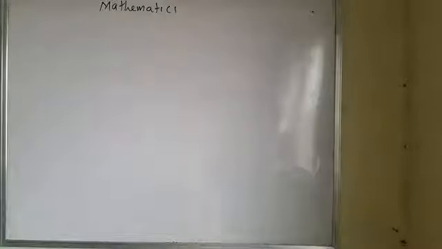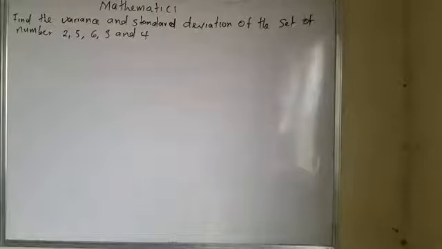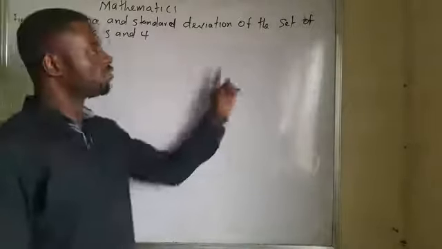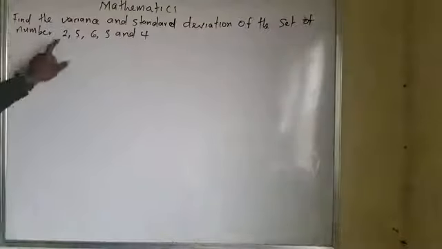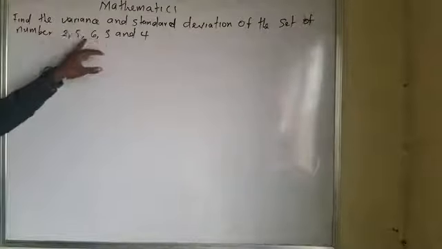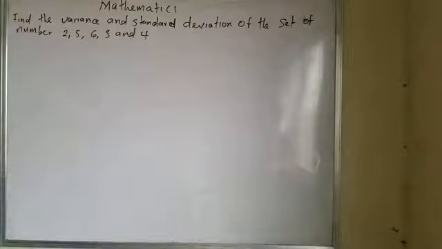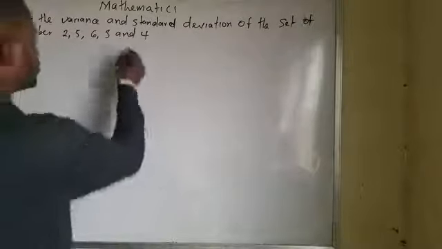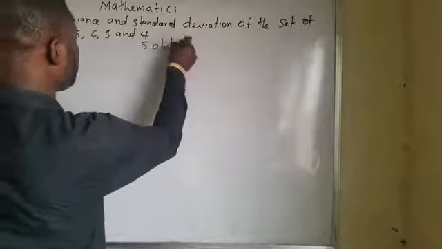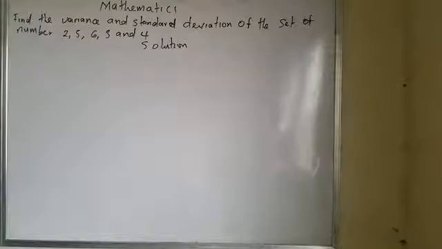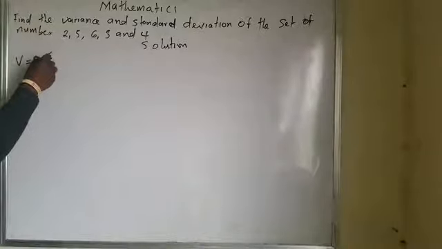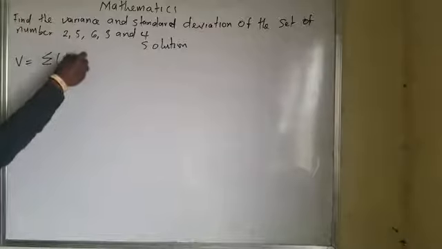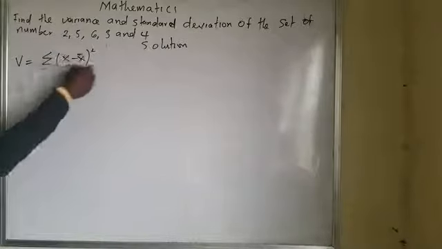Now, look at this problem. It's a very simple one. Find the variance and standard deviation of the set of numbers 2, 5, 6, 3, and 4. Solution to this problem. Let's see how it will go. The first thing I need to do is remember that my variance is equal to summation of (x minus x bar) squared divided by N.